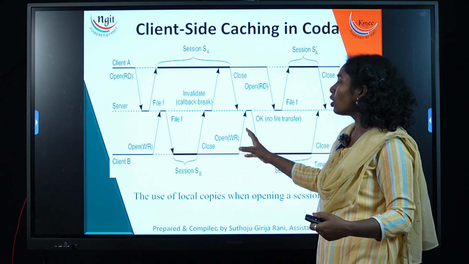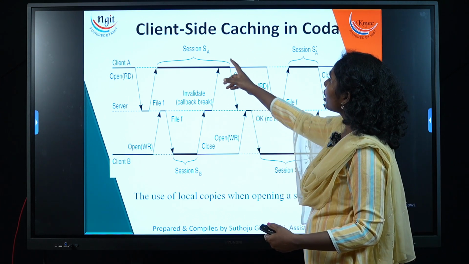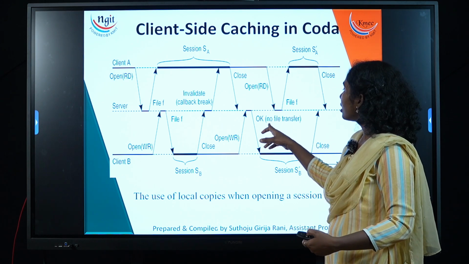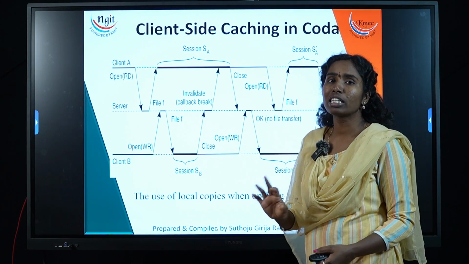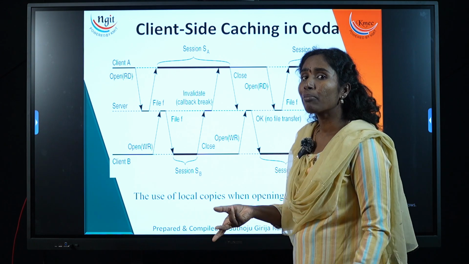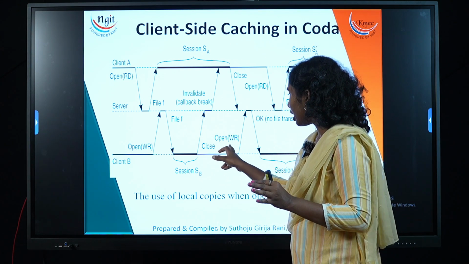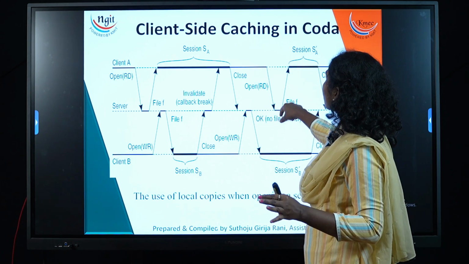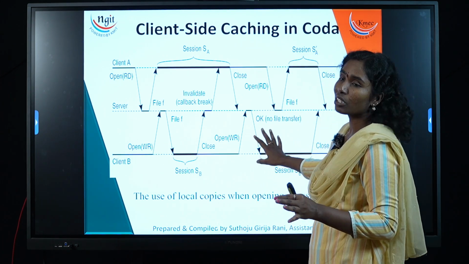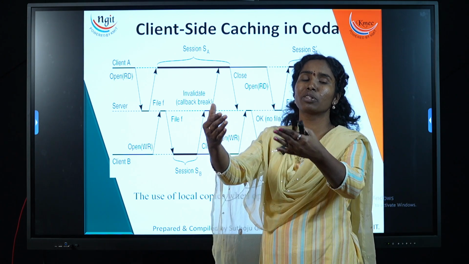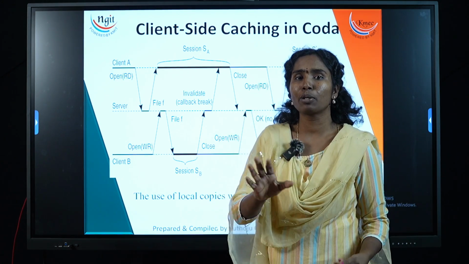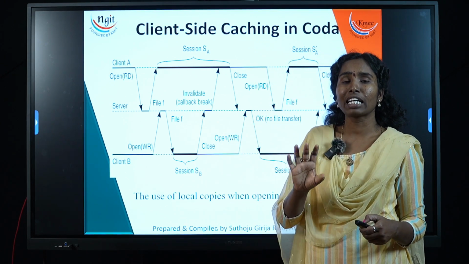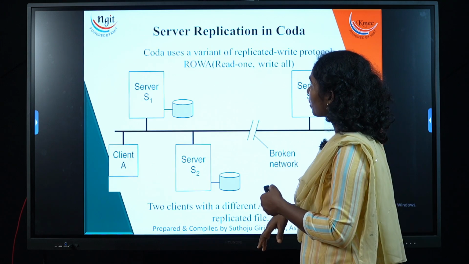Now after writing the whole procedure, if my client A again comes for the open read, then it will show no file transfer, because my file is under updation by client B. So we should wait over there. Then after the session closes, my file will be given back to client A as a read procedure. So all these procedures take place in the caching at the client side.